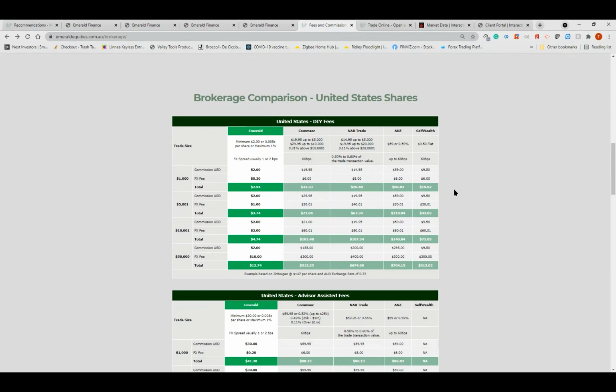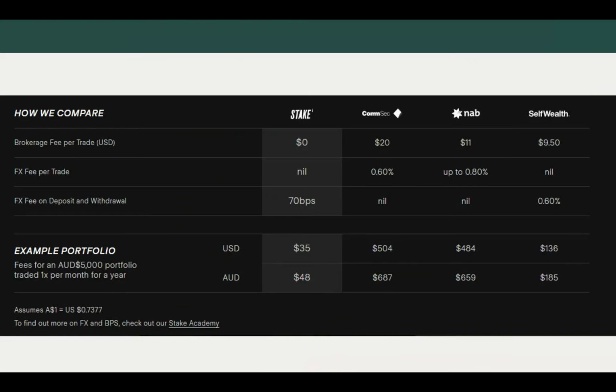SouthWealth is a little bit different. Now, the FX fee is charged only when you change currency. So if you do a bunch of US trades, you're going to get charged the first time you go and purchase those trades. When you sell out of those trades, your funds can stay in USD. So if you trade a second time round, you won't be charged the FX fee. And this is the thing, different companies do different things.